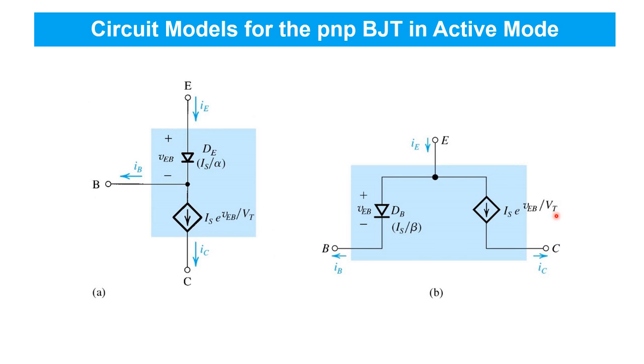The collector current is modeled by a voltage dependent current source governed by this nonlinear expression, IS e to the power of VEB over VT. So when you see these expressions, they can be used to find the voltages and currents flowing in BJT circuits, but they're still not linear circuit models. Diode equations are nonlinear. These dependent current sources are all governed by nonlinear relationships here. So they're not particularly easy to use. So we're going to develop simpler models to do approximate hand calculations for BJTs later.